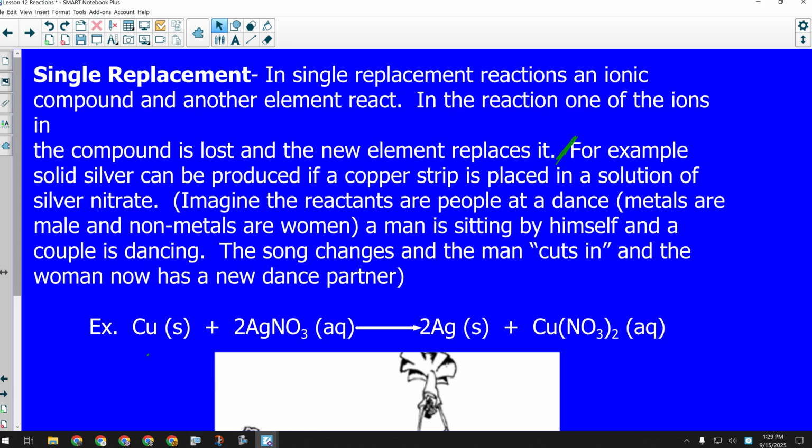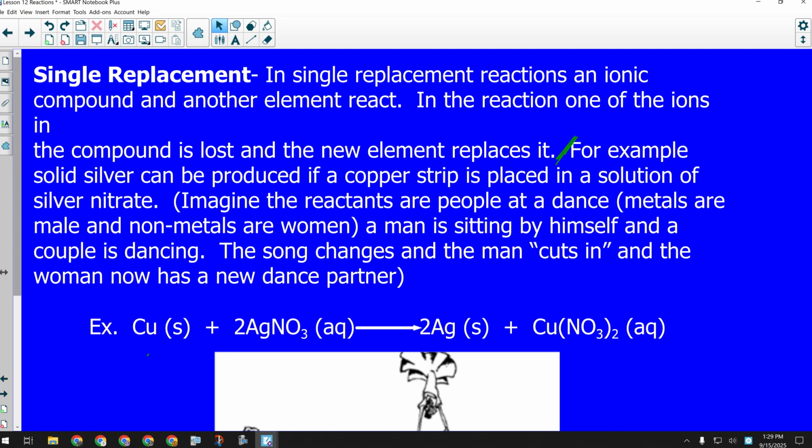Silver. Is that way more valuable than copper? Can you get rich with this reaction? Silver nitrate's really expensive because, obviously, it's got silver in it, okay? And you can produce silver from it. But this is actually a pretty simple reaction.